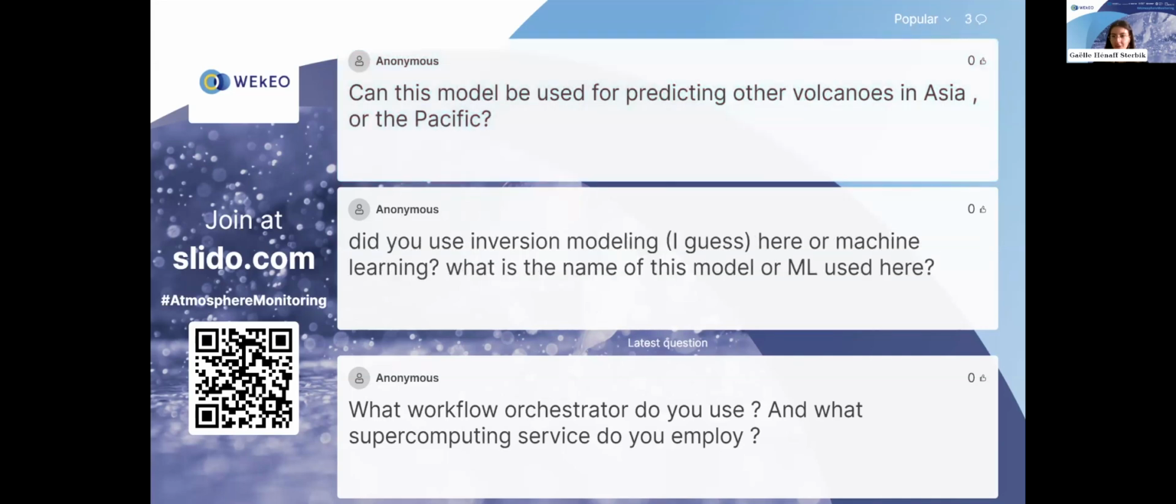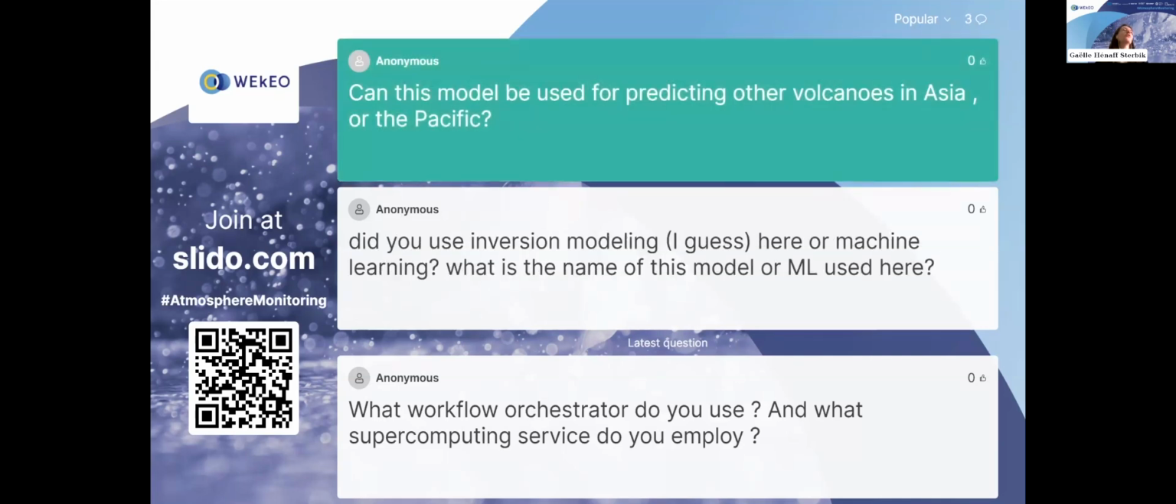Okay, next question. Can this model be used for predicting other volcanoes in Asia or the Pacific? Yes. This requires that you have a way of advecting the ash. So as long as you have a way of simulating the ash going forward, you can use this framework. I don't have a setup for predicting volcanoes in Southeast Asia or the Pacific. But if you have that, the source code is there, and it should be relatively straightforward to plug in the different sources and make this run. Okay, thanks a lot.